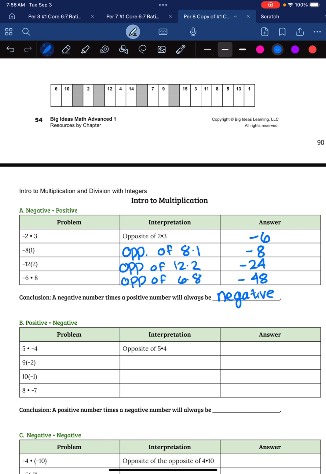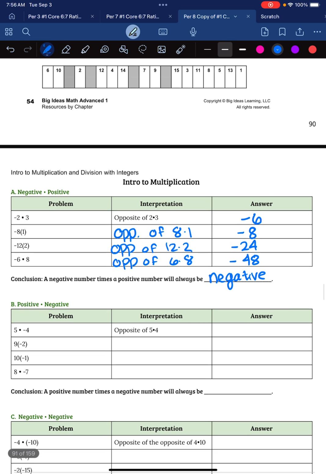All right, let's look at section B. Now this is the exact same thing, except the second number is the negative one this time. But let's look at the interpretation example. It says 5 times negative 4, and we're interpreting that to be the opposite of 5 times 4. So this actually is exactly the same interpretation as section A. It doesn't matter which one is negative. If the 5 was negative, the interpretation would be the same. If the 4 is negative, the interpretation would be the same.